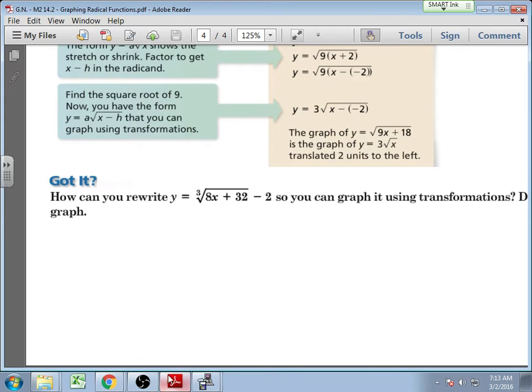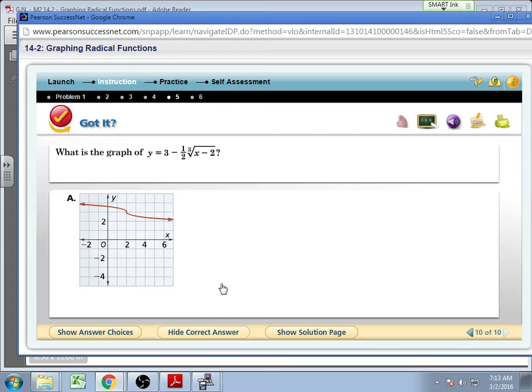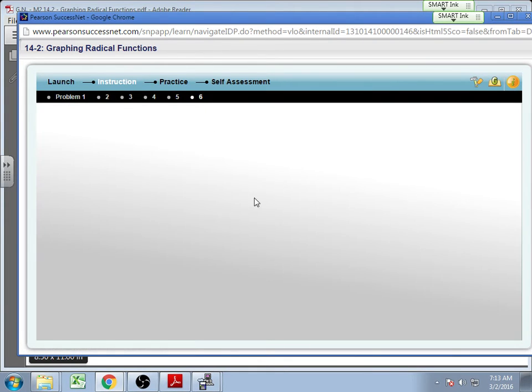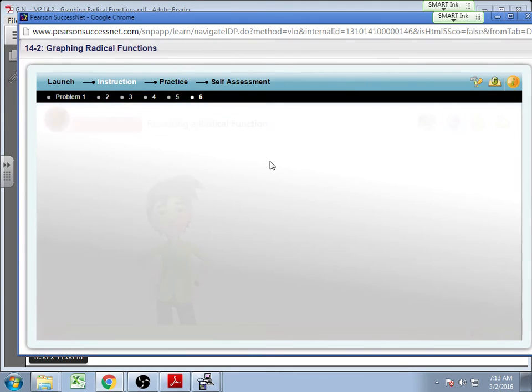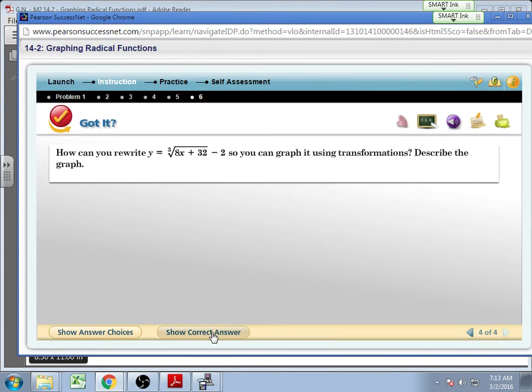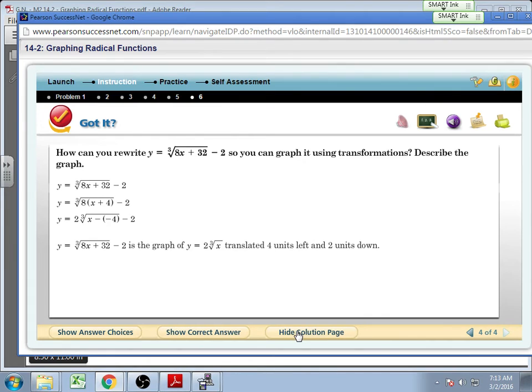So if you see, I'm actually just going to show it through Pearson to save some time writing out the work. Hopefully you realize that that 8 is what can be factored out, and therefore I'm going to factor the 8 out of the 32 also. So if I show this answer and I show my solution page, when I factor out the 8, I now have x plus 4. The minus 2 stays outside. When I pull the cube root of 8, that's just 2.